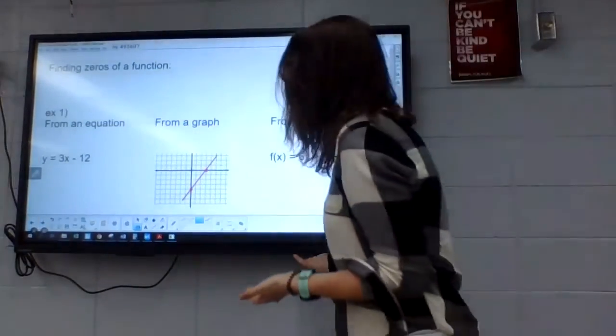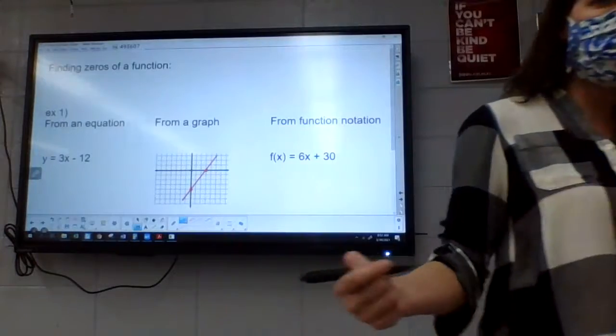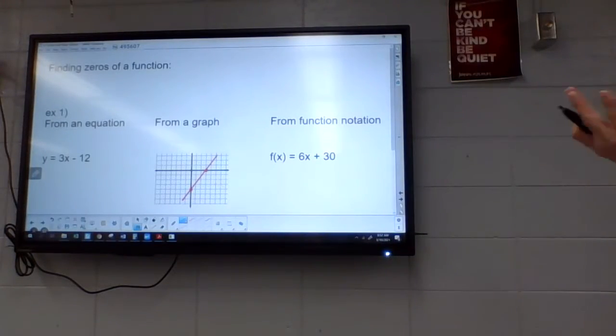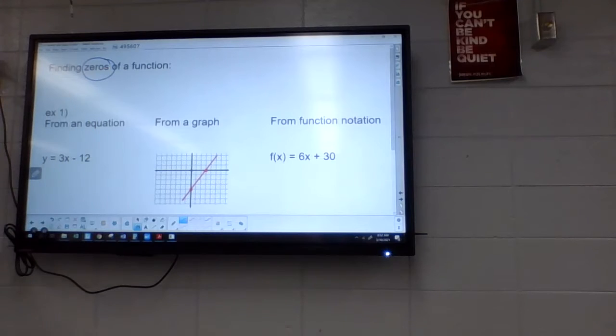Okay, so finding the zero of a function is a term that, if you're not comfortable with it, you wouldn't know what to do with. What a zero of a function is, basically, is finding when y equals 0. When does the function equal 0?